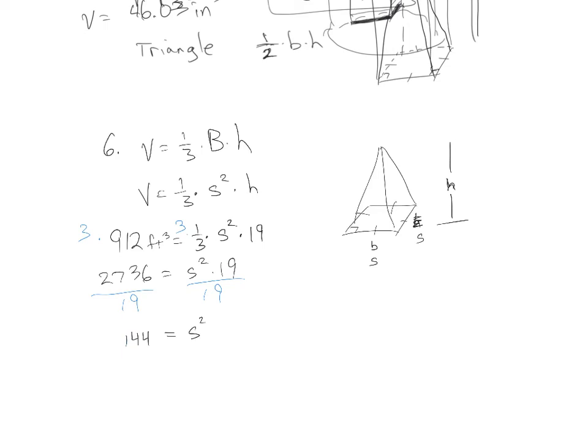And how do we get rid of a square? We take the square root of both sides. And that would be 12. So my side length is 12 feet. Not cubic feet. Volume is cubic. Area is squared, and just your length is whatever units it is. So each side length of the square is 12 feet. All right, so that is how you find a missing piece.